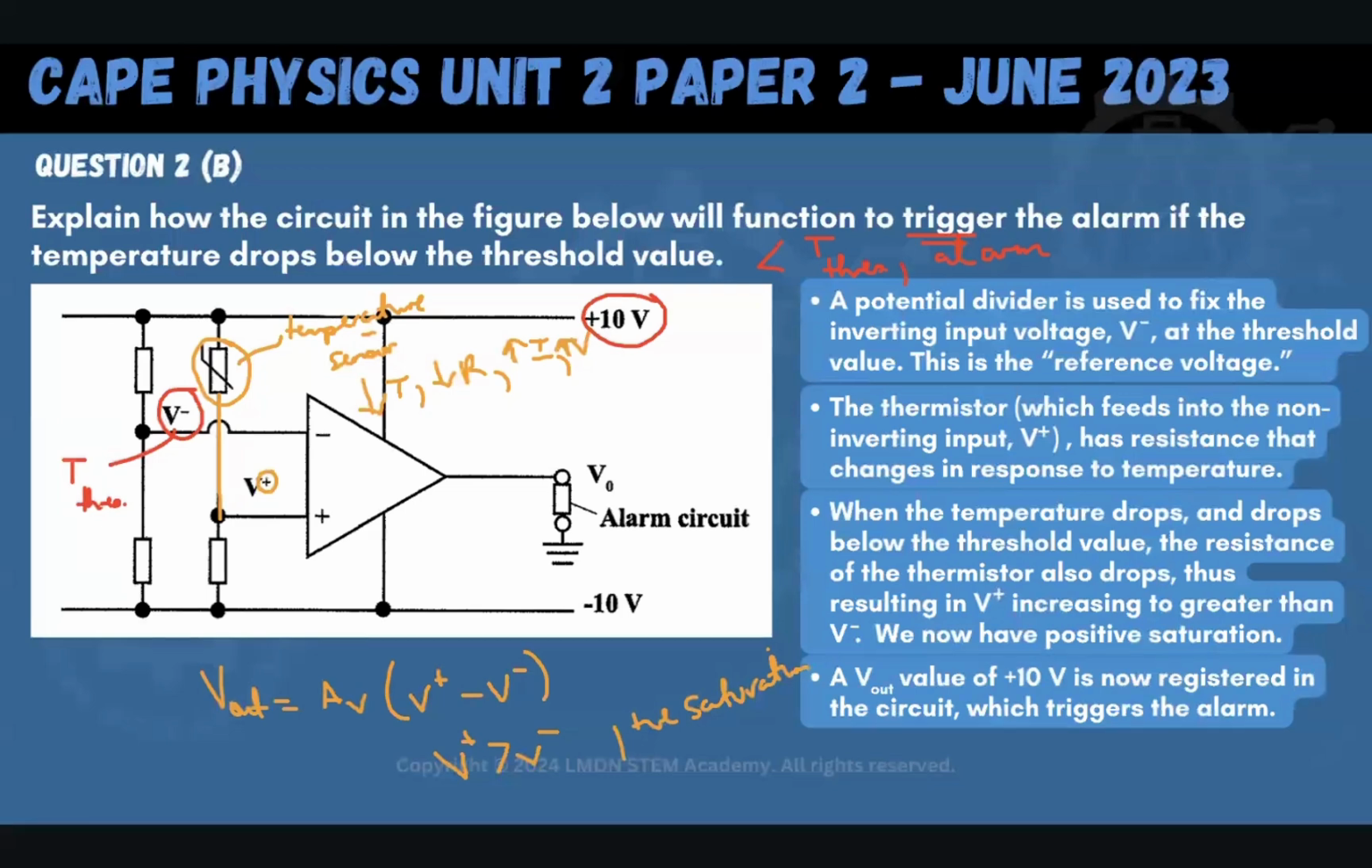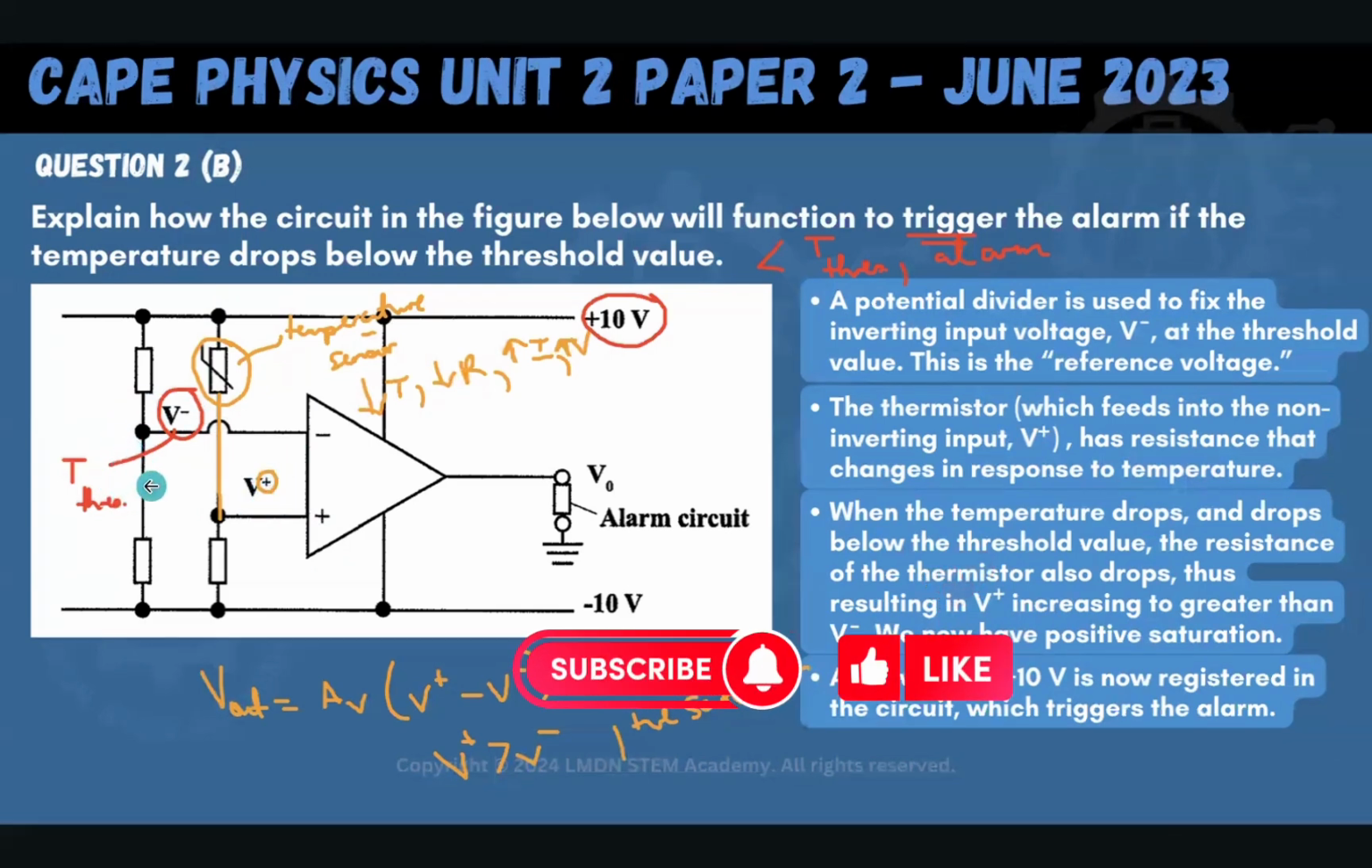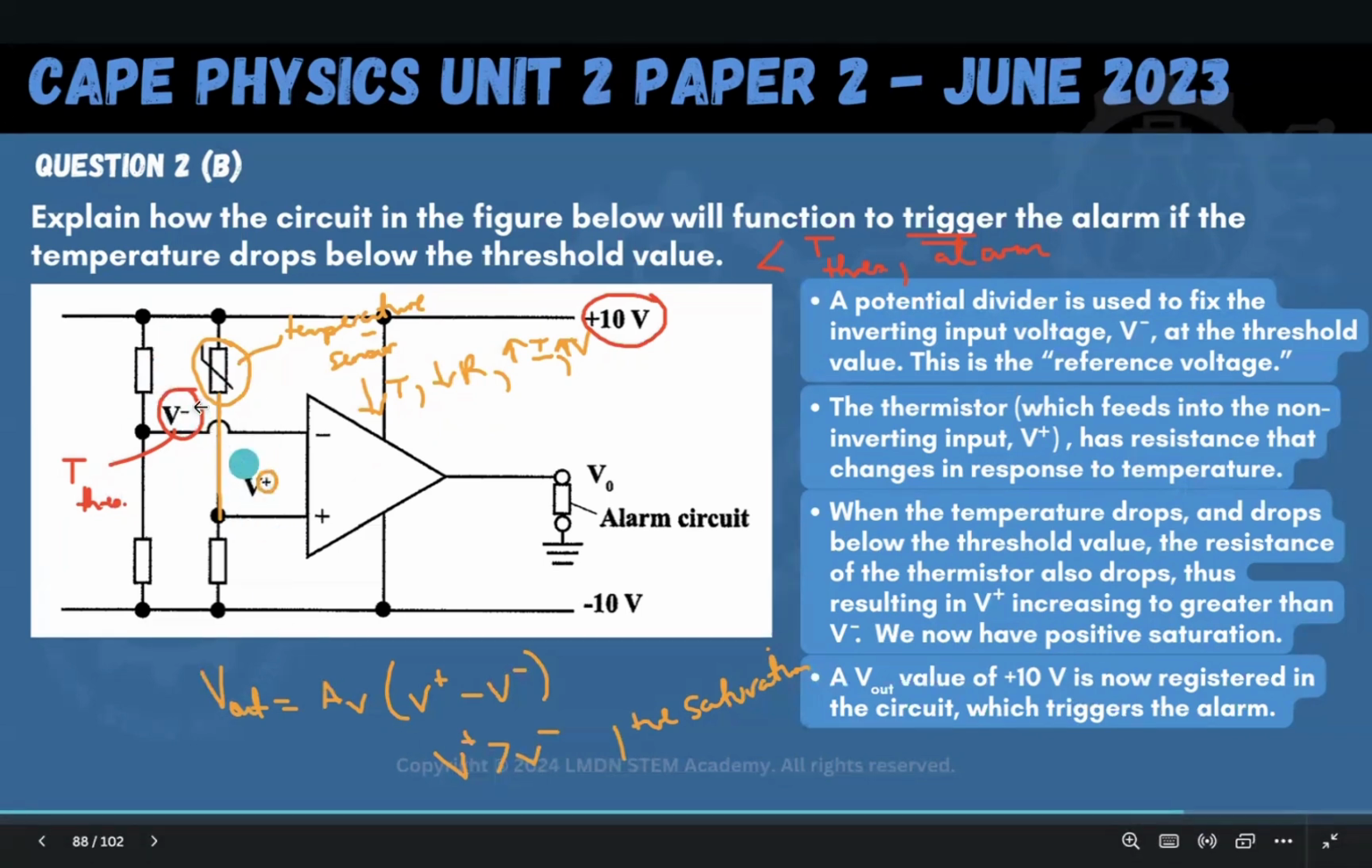It's a comparator. We're comparing the voltage that the thermistor sets to the threshold that was set before. If the voltage is greater than my threshold voltage, because the temperature dropped and made the thermistor less resistive and more conductive, then the voltage goes up and is greater than this voltage, and I'll have positive saturation. The system picks that up and the alarm gets triggered.